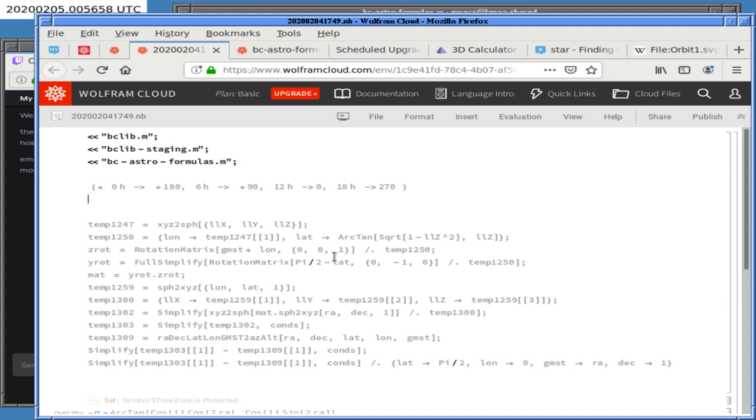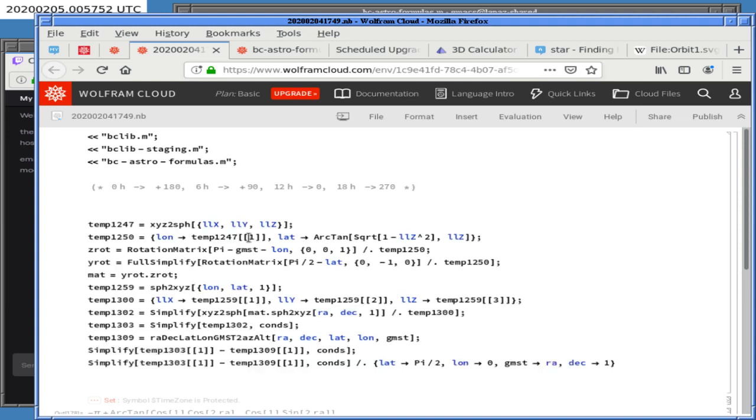So the rotation matrix here is going to be GMST plus this one. Oh, that is local sidereal time. So it's going to be, let's see, negative of the local sidereal time, it appears, because this is negative, no, it's not. It's pi minus. Pi minus 0, pi minus 180 minus 90, 180 minus 180, 180 minus 270, which is negative 90. So it is pi minus the local sidereal time. So I think this is what we're going for here.